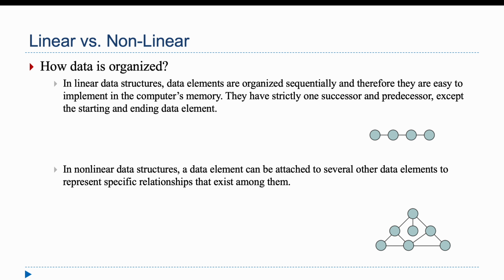In summary, data can be organized in two main types of data structures: linear and nonlinear. Linear structures are organized sequentially, making them easy to implement in memory and having a strict one successor and predecessor. Whereas nonlinear structures can represent complex relationships between data elements, making them suitable for more complex data organization needs. Understanding the different types of data organization is essential in choosing the right data structure for your programming needs.